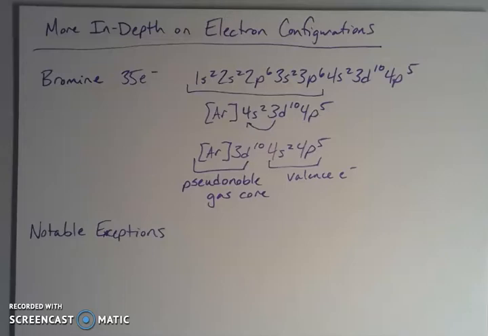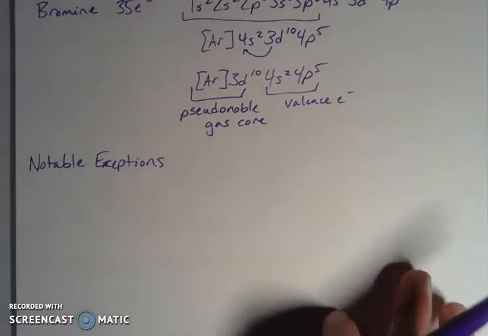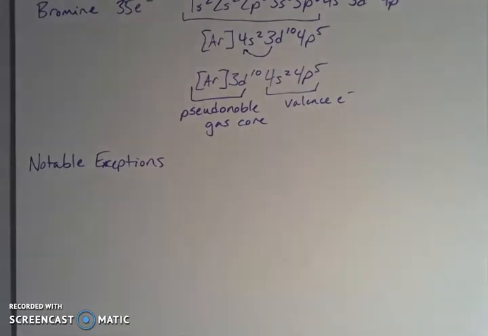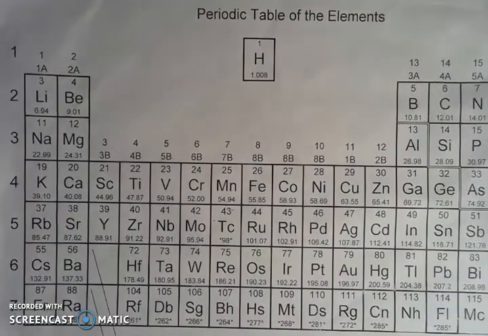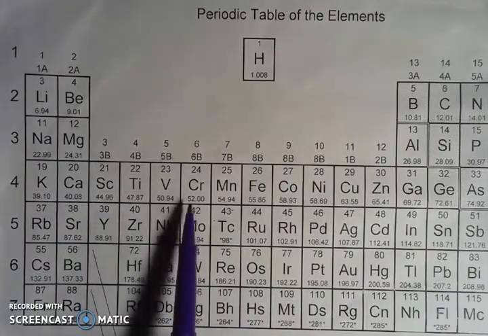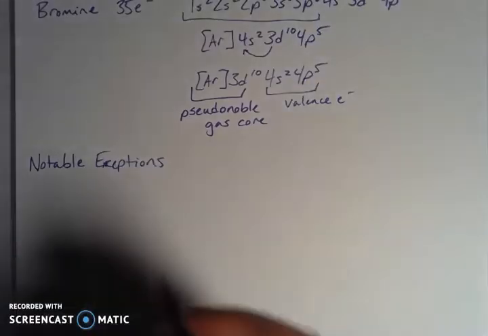Now, of course, there are exceptions to the Aufbau principle. Of course, there are exceptions to the way that we would normally think about electron configurations because it's chemistry. So let's look at chromium here. Chromium is number 24 on the periodic table, so we'll start there.